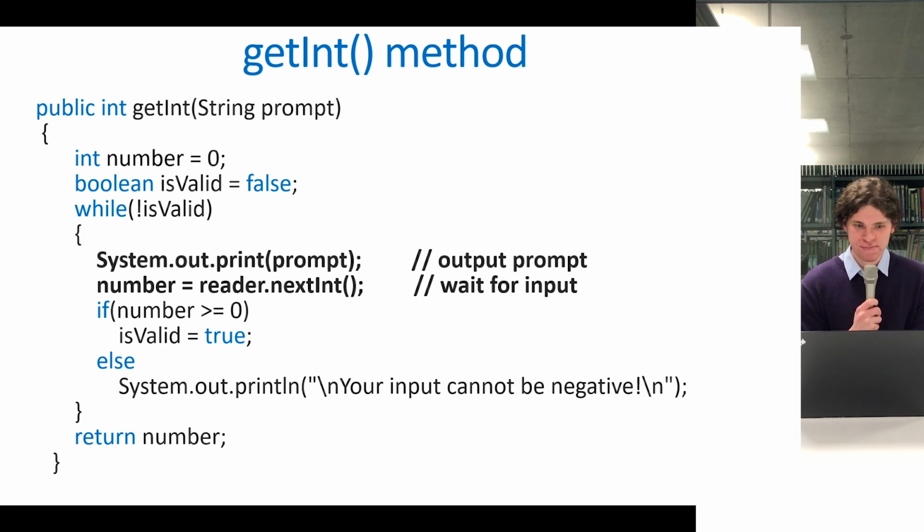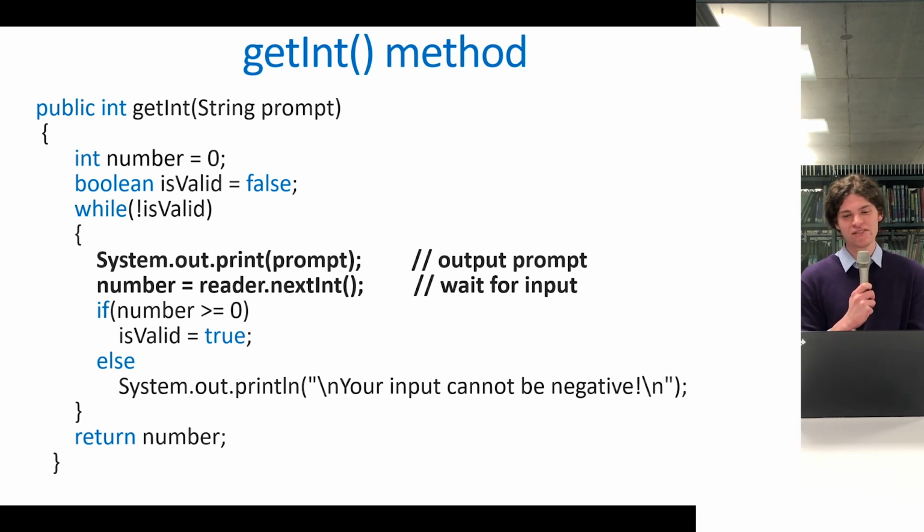You've got a very similar format here, where we pass the prompt into the method getInt, throw it out to screen, ask the user for a number, and then call the nextInt method of the Scanner class through the reader object, wait for a number to be typed in, and attempt to store that in number, the integer variable defined in the method. Then we check to see whether the number is greater than 0 or not, and if it is, then it's great. If it's greater than 0, it's a valid input, and therefore we return it.